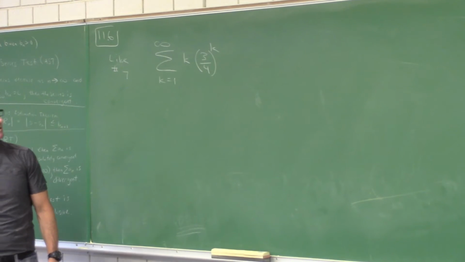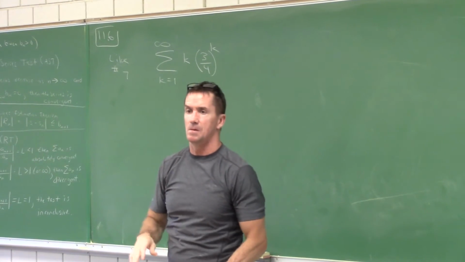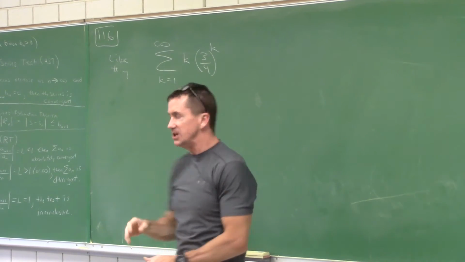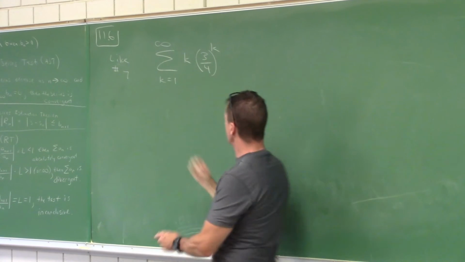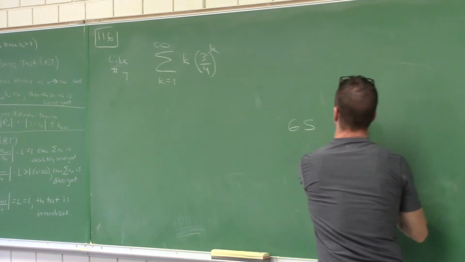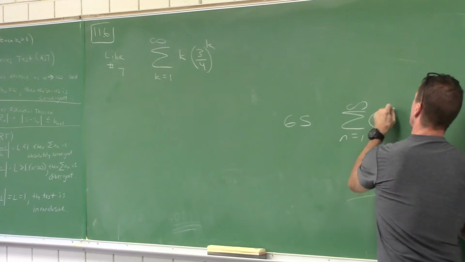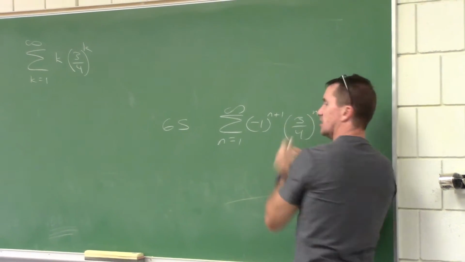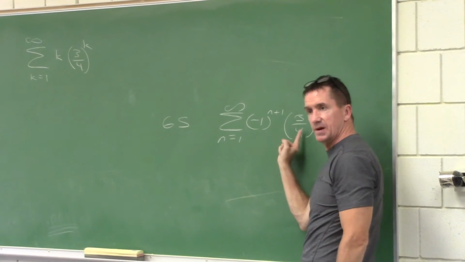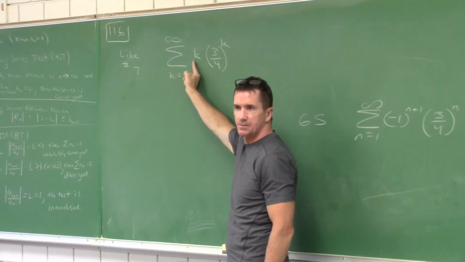K times 3/4 to the K. Is this a geometric series? Be careful. Geometric series would have been just that. Right? Here's a geometric series. Maybe something like this: -1 to the n plus 1, 3/4 to the n. Sure? Everything is exponential. But if you include this other n or another k, it's not geometric.